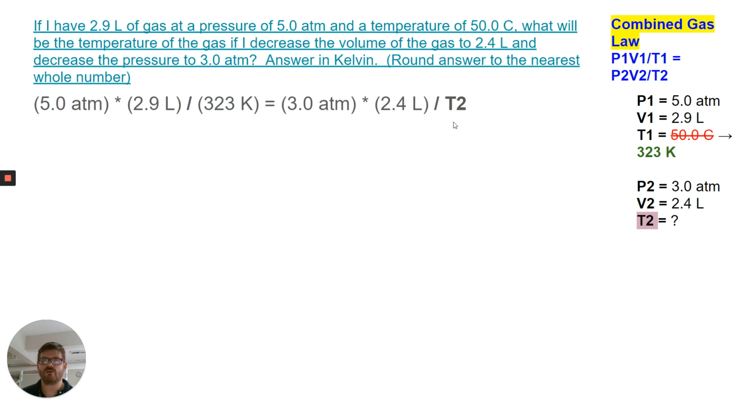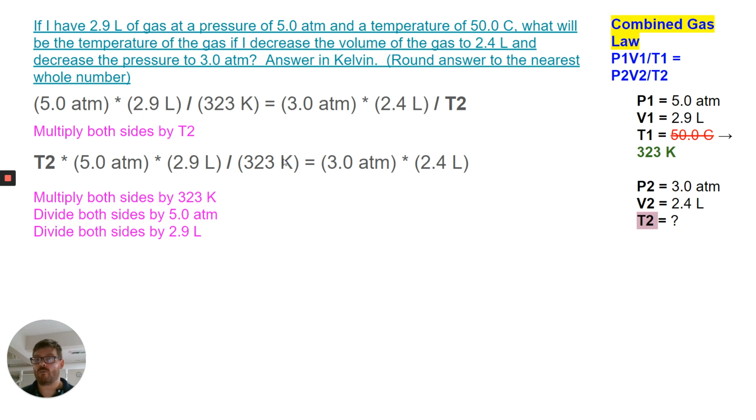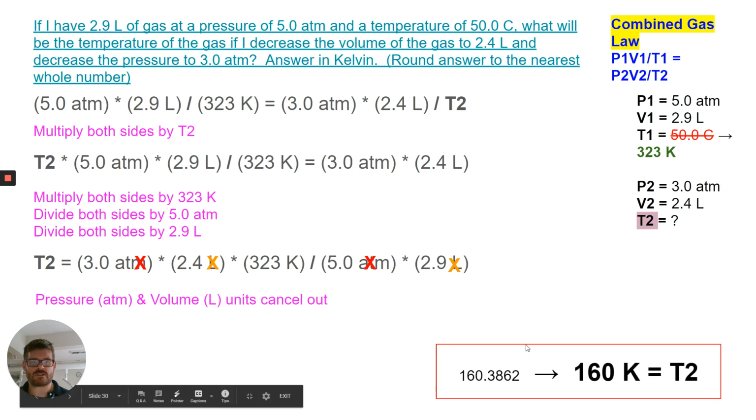We're going to isolate for T2. So multiply both sides by T2. It's going to look like that there. And now we want to shovel all this to the other side. So there's a couple of steps here, right? Multiply by what's in the denominator, divide by what's in the numerator, do that to both sides, and so we'll end up with T2 equals this. We can clean up our units. Pressure and volume are going to cancel out because these are on the top and these are on the bottom of our ratio. And now our calculator can do the rest. Round to the nearest whole number, 160 Kelvin.